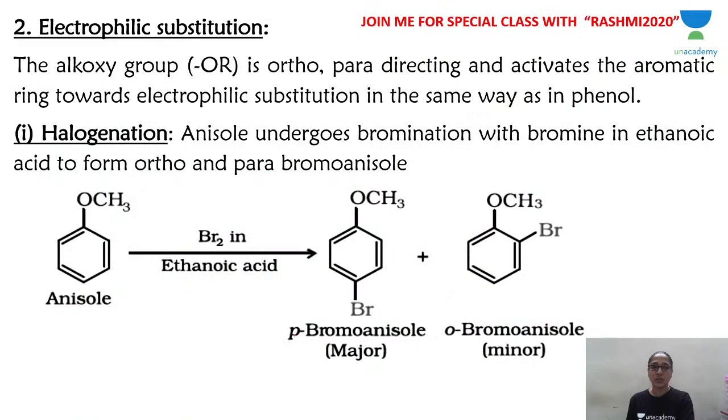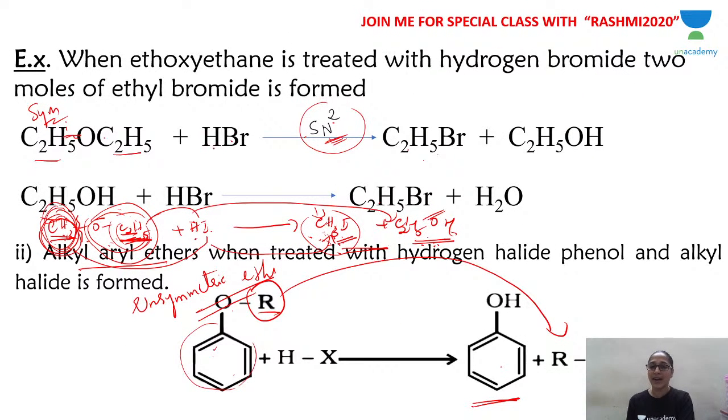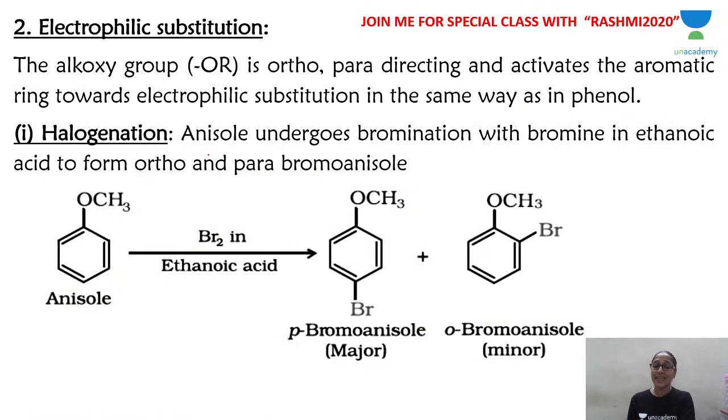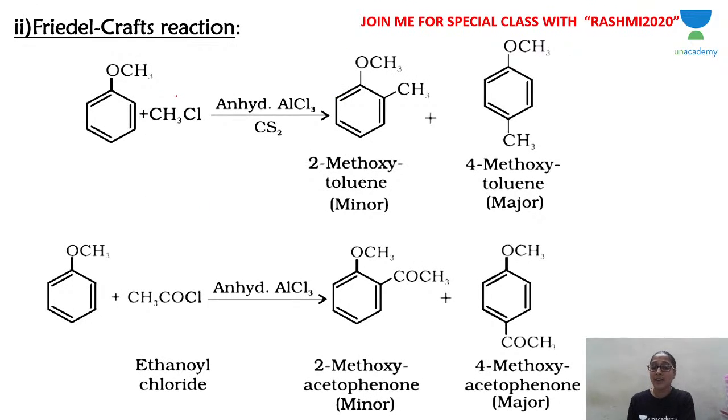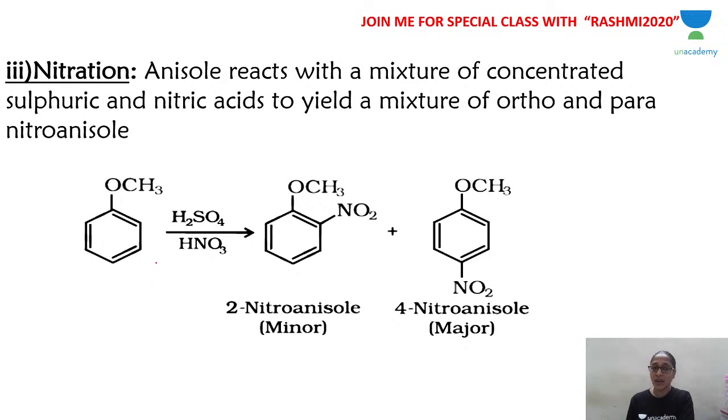Okay, in the next class, students, we will discuss electrophilic substitution reactions of ethers. So this is the second reaction. The first reaction was the reaction with hydrogen halides: hydrogen iodide, hydrogen bromide, hydrogen chloride. The second reaction we are going to learn under the heading of electrophilic substitution reactions of ethers. We are going to learn halogenation, nitration, and Friedel-Crafts reactions. Under Friedel-Crafts reactions, we are going to learn alkylation and acylation. After nitration, that completes our reactions of ethers.